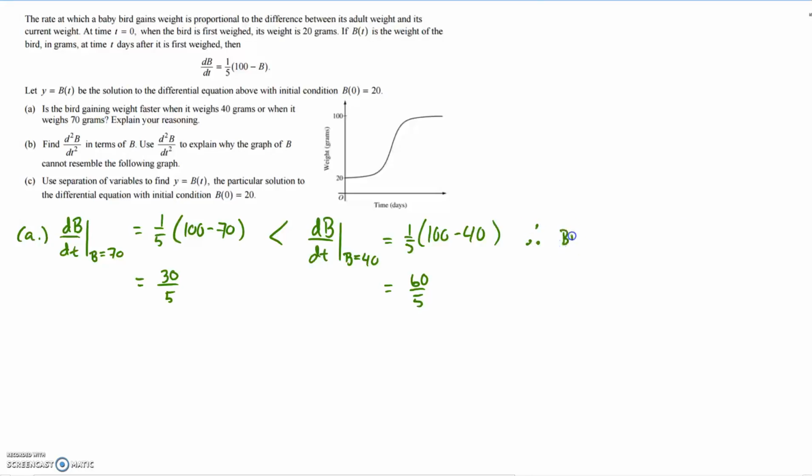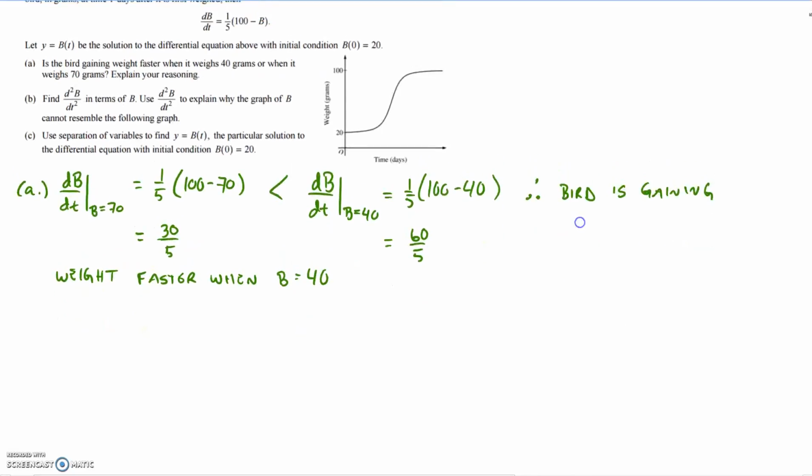Therefore, the bird is gaining weight faster when B equals 40. Part B says find the second derivative in terms of B. So then part B, the second derivative in terms of B, we're going to use implicit differentiation.